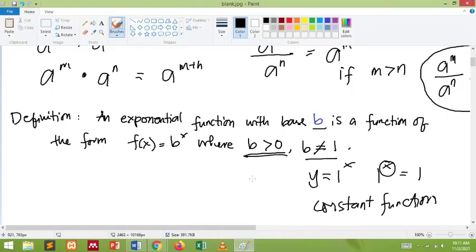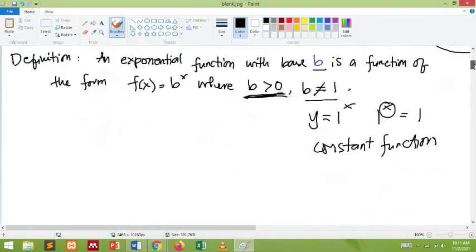Okay, so that is why the specific conditions for an exponential function with base b are: the function f(x) is b to the power of x, where b, the base, is greater than 0 and it is not equal to 1. So that is the technical definition of an exponential function.